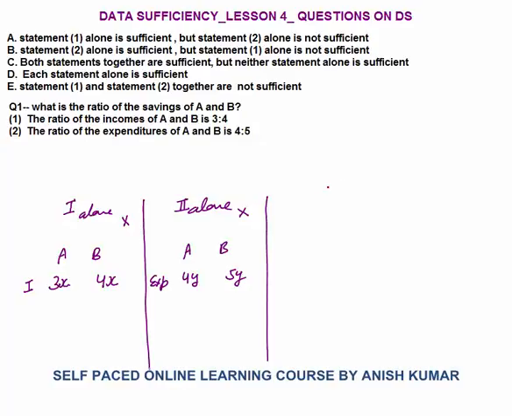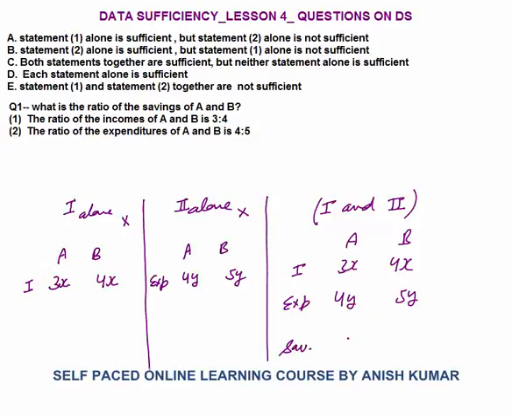Now combine. Whenever individually statements are not sufficient, then only we combine. So combining means that we will assume that both 1 and 2 are true. So A and B, the income is, you can say, 3x and 4x. Their expenditure is 4y and 5y. Now what is the saving? Saving is income minus expenditure, that is 3x minus 4y, 4x minus 5y.